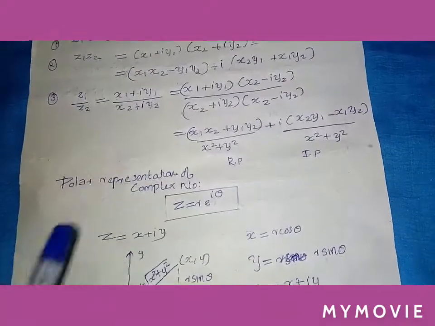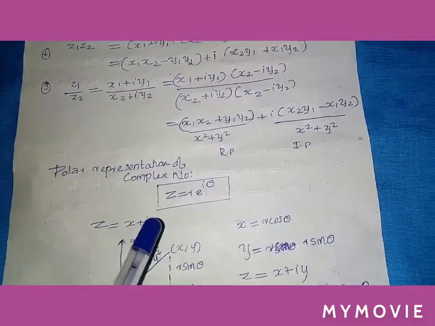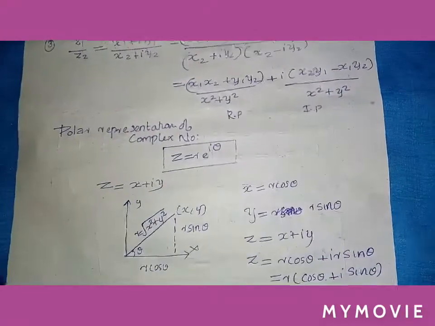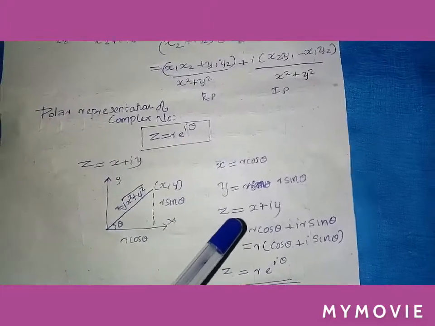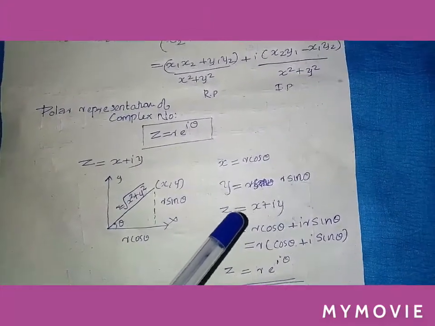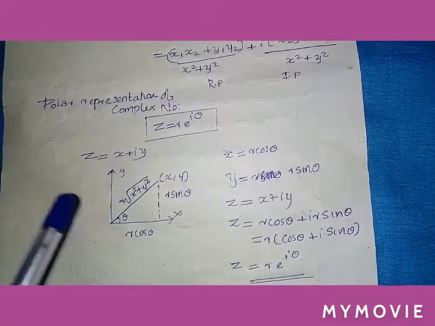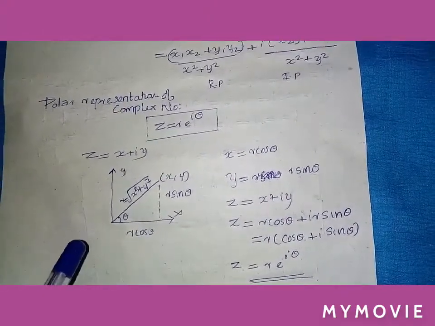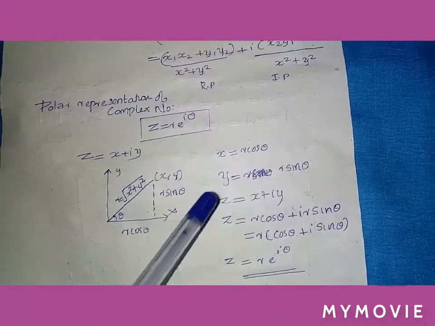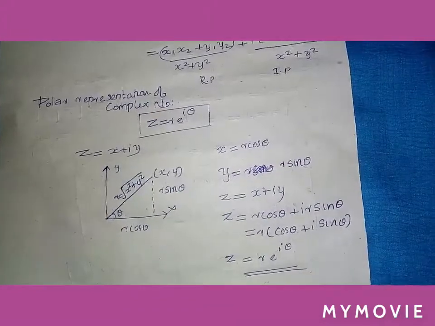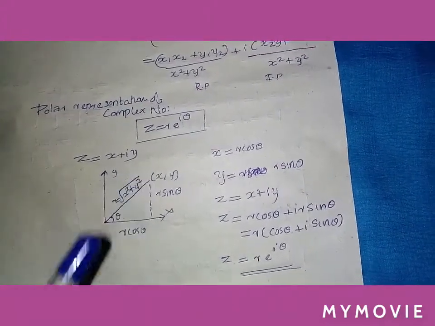Next, what is the polar representation of a complex number? That is z is equal to r e raised to i theta. How do we find this r e raised to i theta? We know that the general representation of a complex number is z is equal to x plus iy. So in the polar coordinate system, we know that x is equal to r cos theta, y is equal to r sin theta. Okay, so r is under root x square plus y square.